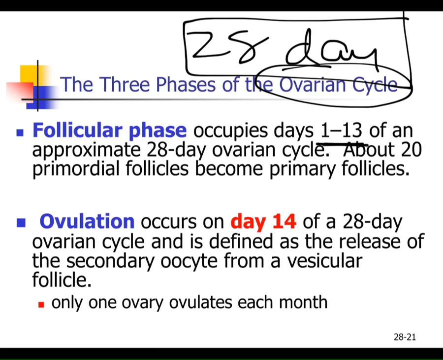And what happens is that about 20 of the primordial follicles will begin the journey. Now, only one will make it to the end, typically, but 20 will start. Then, on day 14, the one that wins the race, the one follicle that makes it all the way to be the one released, will be released, and this happens right smack in the middle. So day 14 out of 28, right in the middle point, that's the moment of ovulation, and now the ovary will release this egg. Again, typically only one.